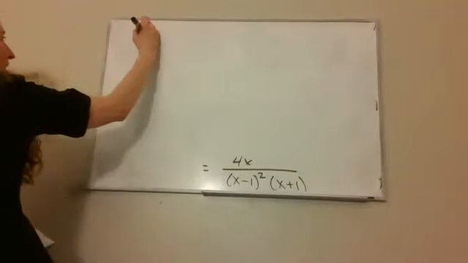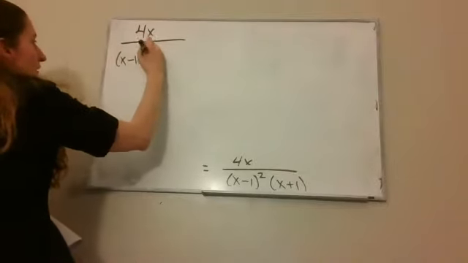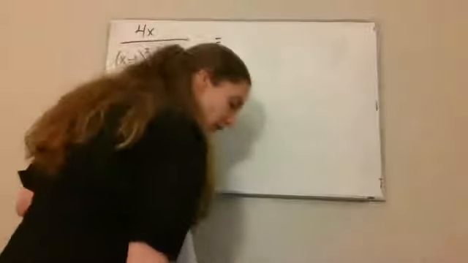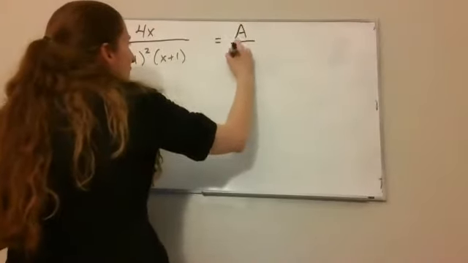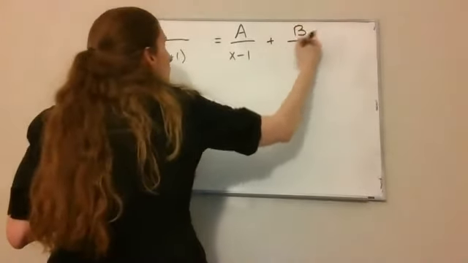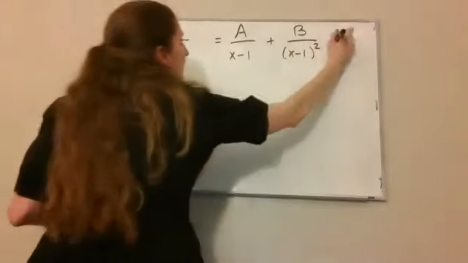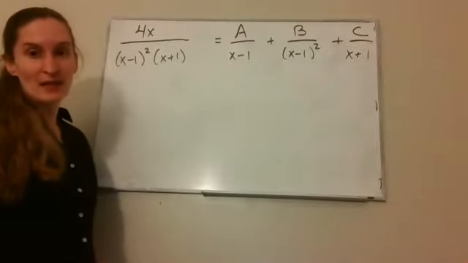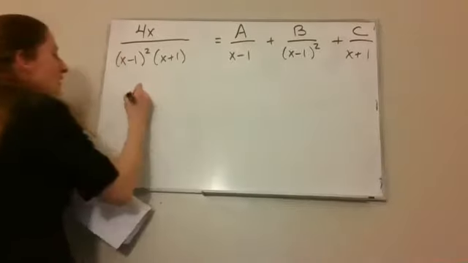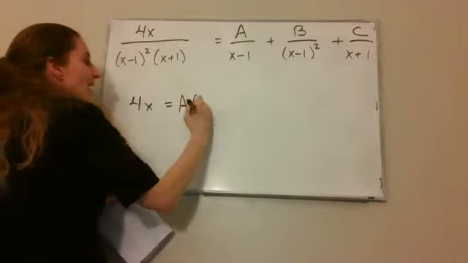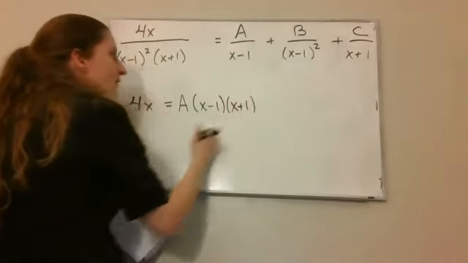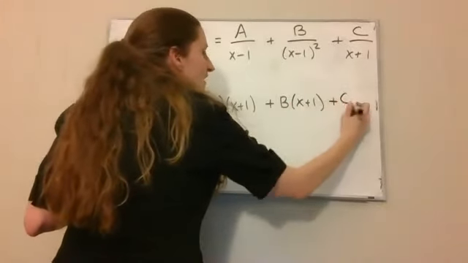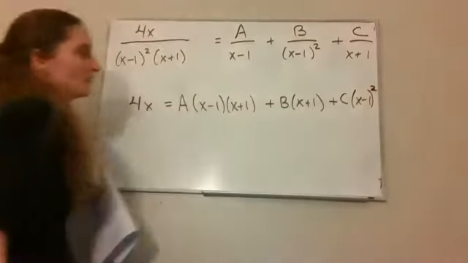So let's set it up. We have 4x over x minus 1 squared times x plus 1. I know I'm going to have one term for each power of the linear factors. So I have a over my first linear factor plus b over that first linear factor squared plus c over my last linear factor. And now I just need to find a, b, and c. To find a, b, and c, multiply both sides by the factored denominator. That will get you 4x equals a times an x minus 1 and an x plus 1 plus b times just x plus 1 and c times an x minus 1 squared, because everything else has canceled out.